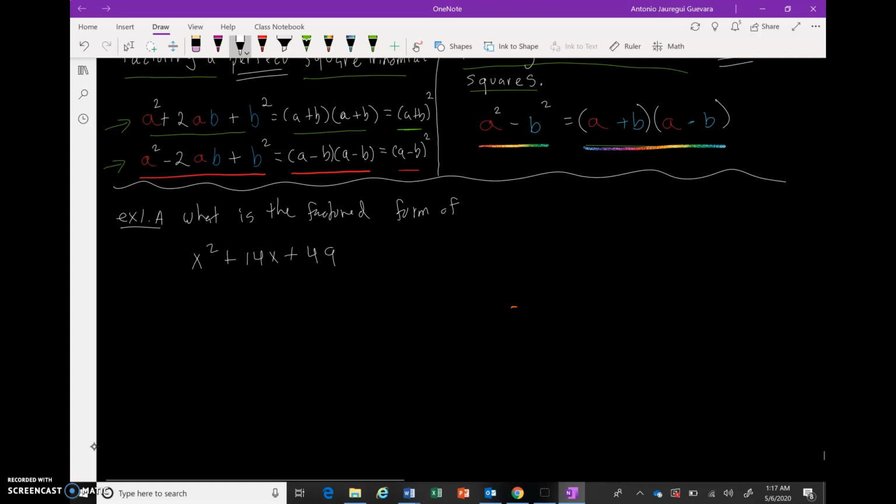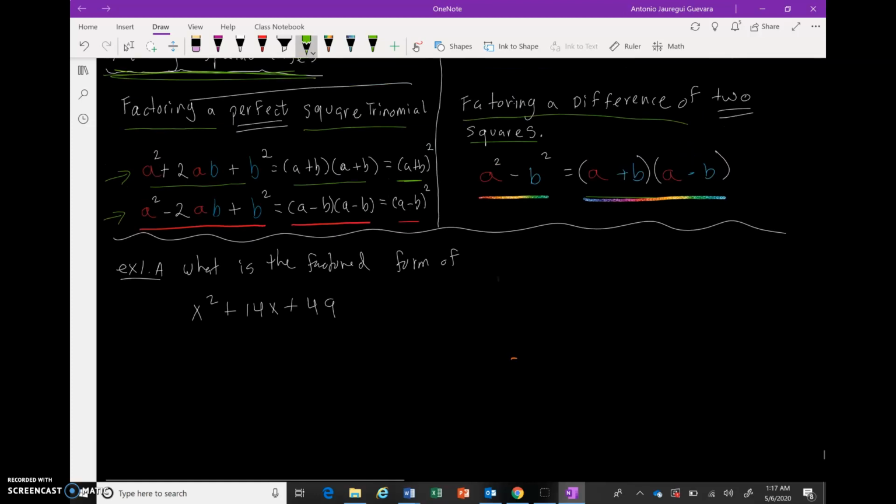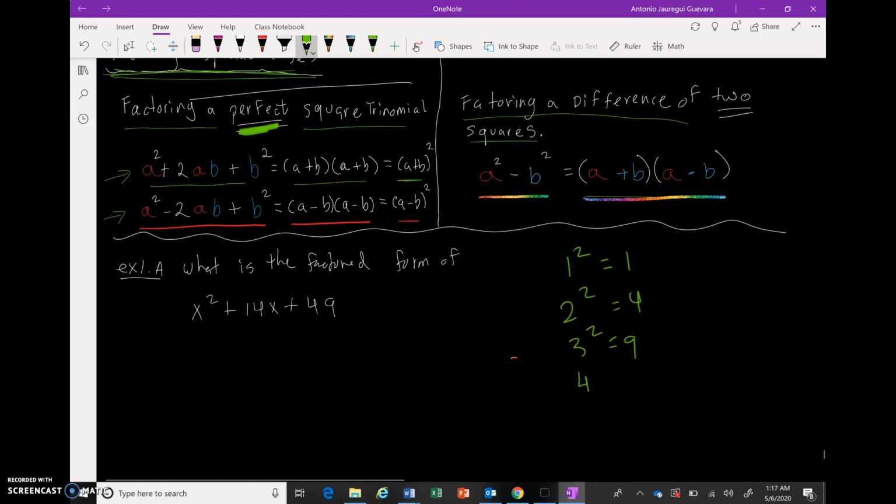The first thing I want you to recognize is that there's a reason why we call it a perfect square trinomial. Perfect squares are things like 2 squared is 4, 3 squared is 9, 4 squared is 16, 5 squared is 25, 6 squared is 36, and so on. So I want you to look for the perfect squares. 1 times 1 is 1, that's a perfect square. Also, this one right here is a perfect square.